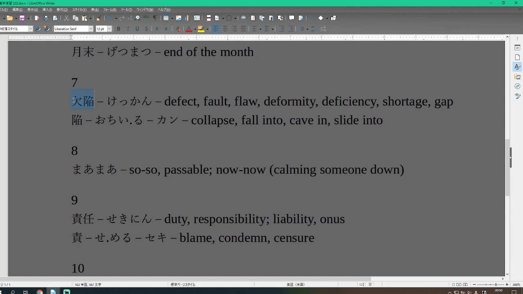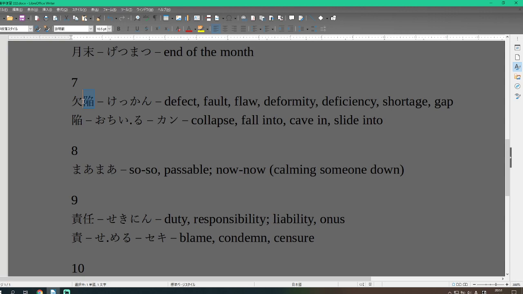Number seven is kekkan, a defect, fault, flaw, deformity, deficiency, shortage, or a gap. Literally, the kanji on the left side does mean a gap or a lack of something. On the right side, we have our new kanji, kan, for collapse, fall into, cave in, or slide into. Kekkan. Radicals in kan.